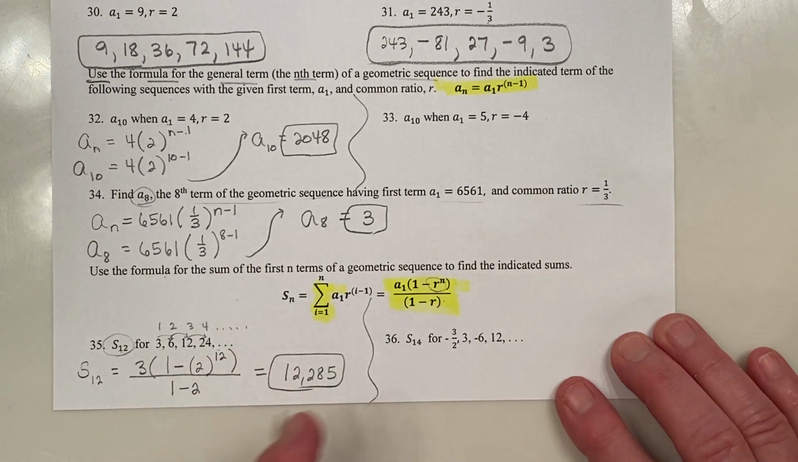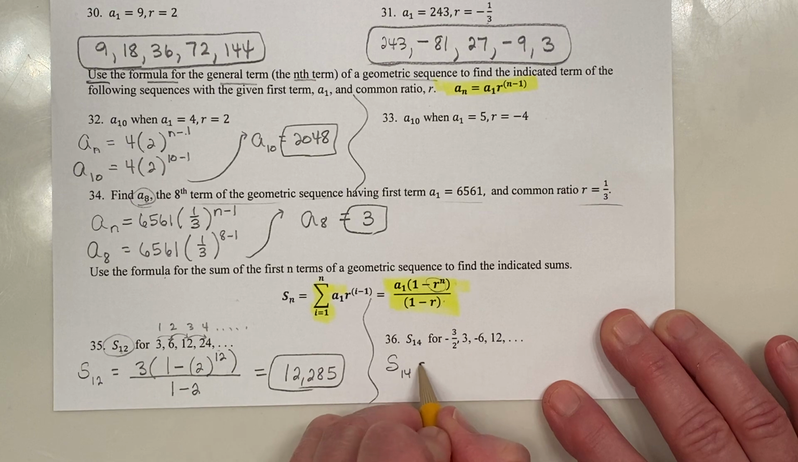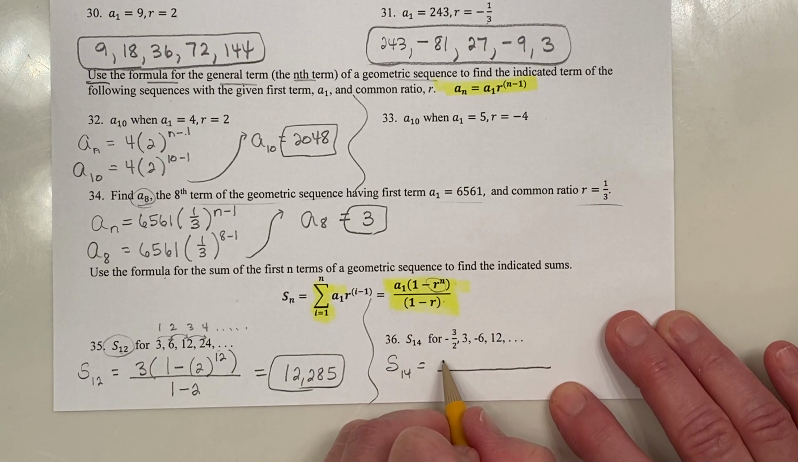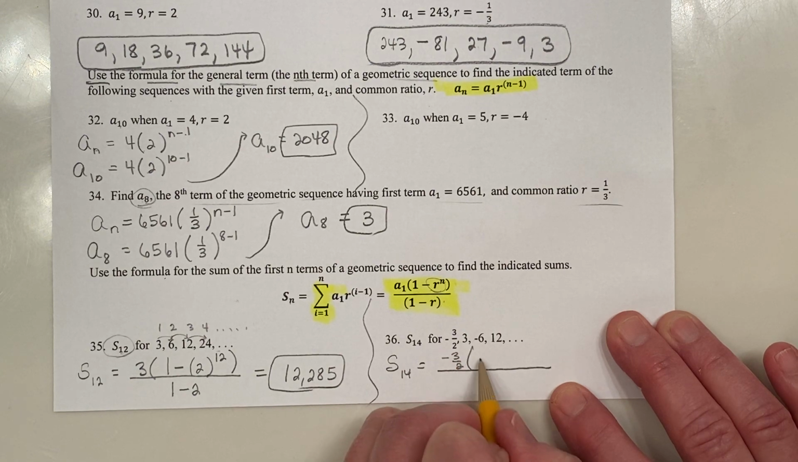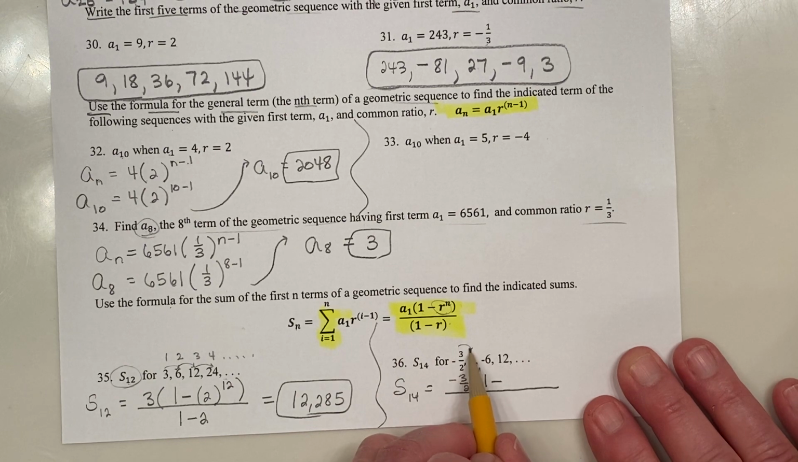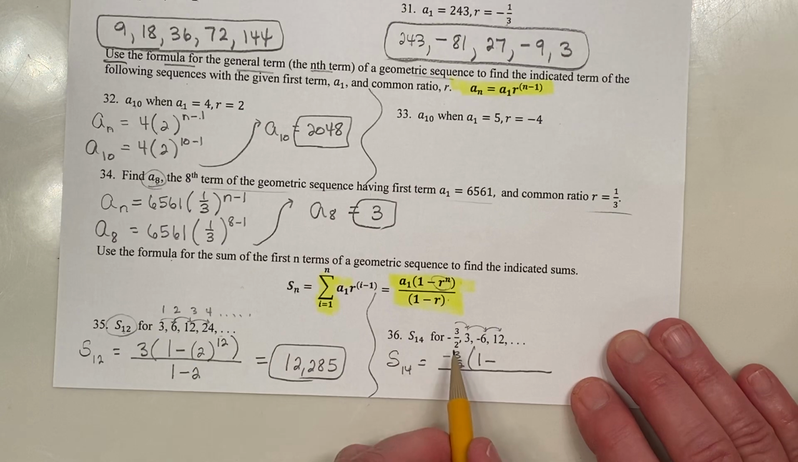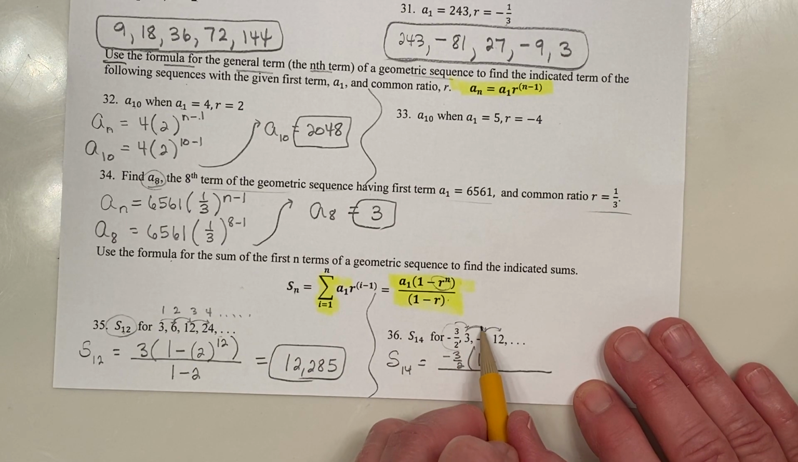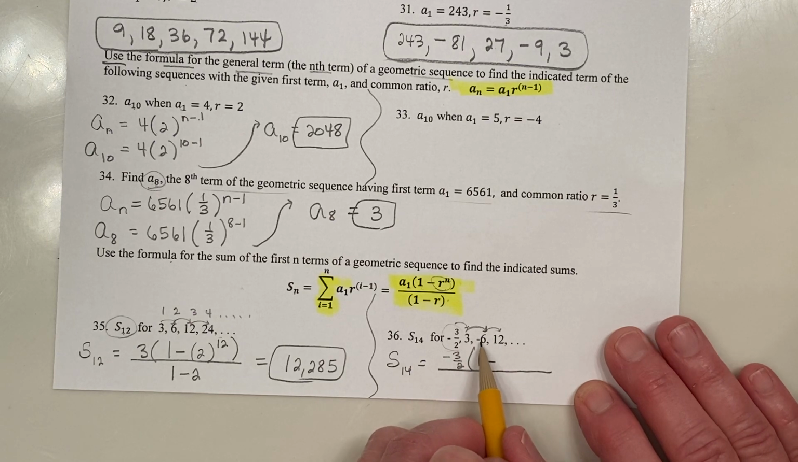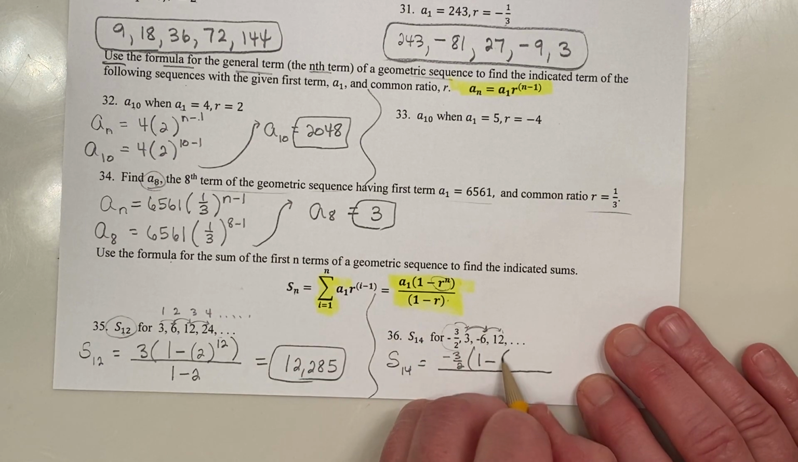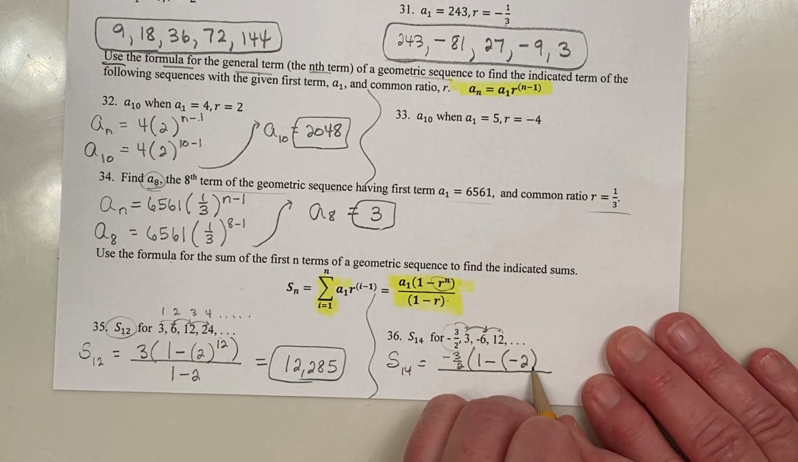All right, 36. Sum of the first 14 terms. The first term, 1 minus, I got to figure out what the common ratio is. And I noticed that the common ratio is going to be a negative number because I have alternating signs. I probably wouldn't mess with this fraction unless I had to. So just by inspection, what do you multiply 3 by to get -6? Likewise, what do you multiply -6 by to get 12? It appears that common ratio is -2.